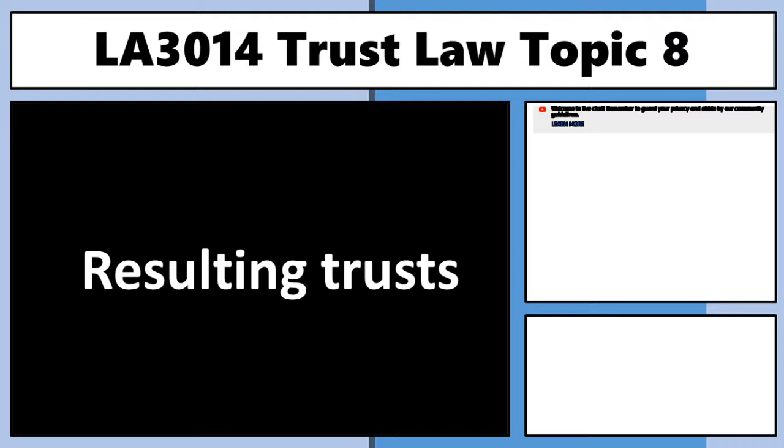I'm going to kick this off talking about resulting trusts. Resulting trusts are the first of two topics on trusts through operation of law. And with a lot of things in this subject, there seems to be a little bit of jumping around, going backwards and forwards between topics, which makes it difficult to structure it in a very clear week by week fashion. As a result, you've already been exposed to one of the types of resulting trusts when we talked about Barclays Bank and Quistclose.